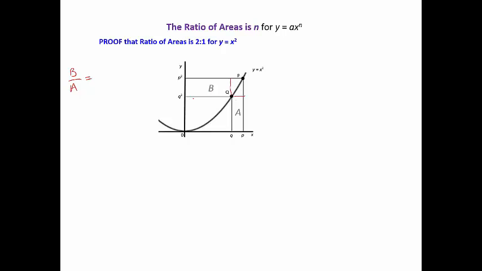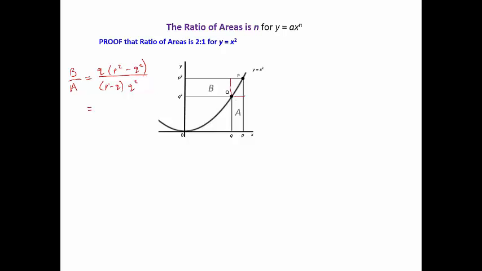So the area of B is the base, which is Q, times the height, which is P squared minus Q squared, the difference of the y-coordinates, over A, the area of A. I'm going to take that bottom rectangle there, and the base is P minus Q, and the height is just Q squared.